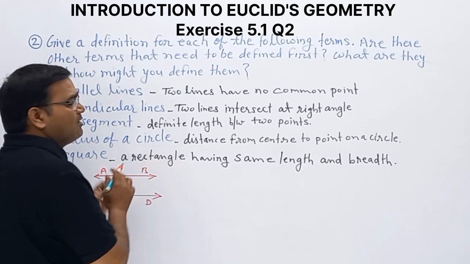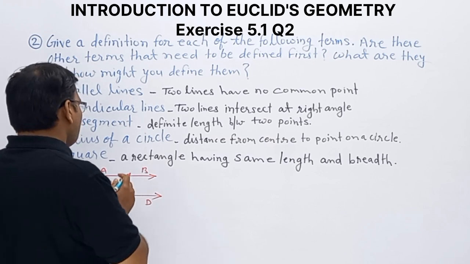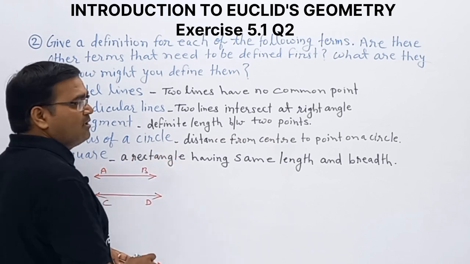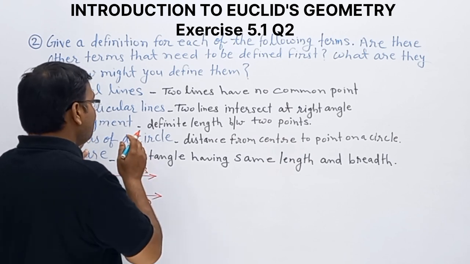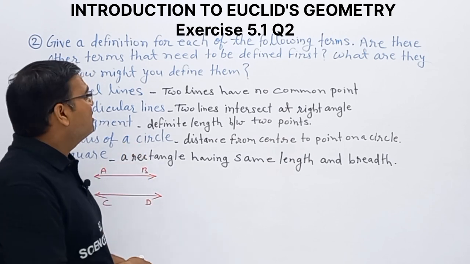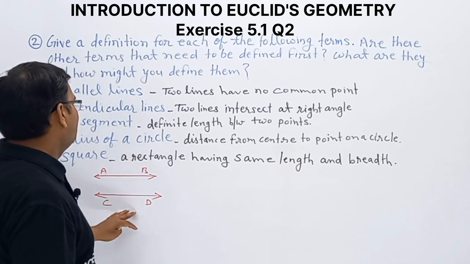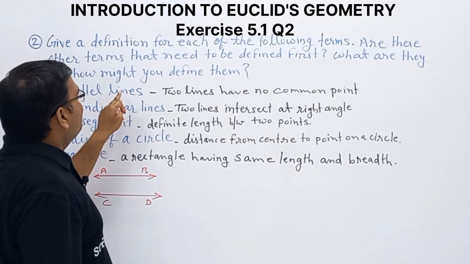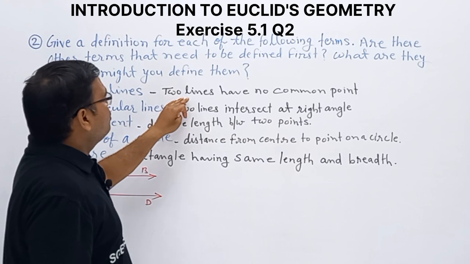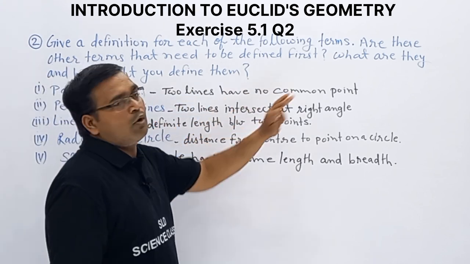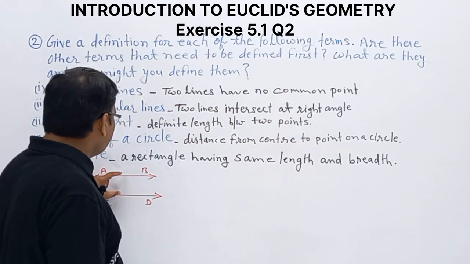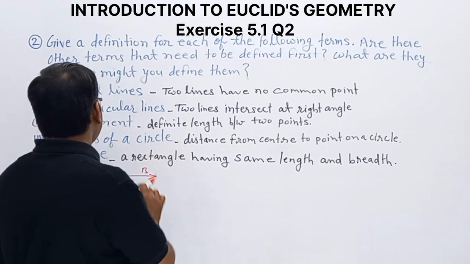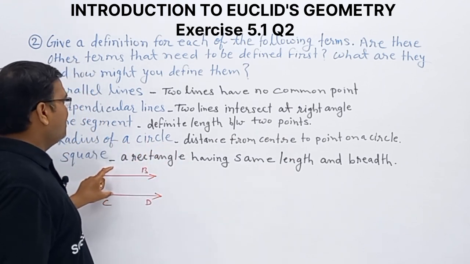Once we extend these lines on both sides indefinitely, they will never intersect each other. It means parallel lines are two lines having no common point. Two lines are said to be parallel if they have no common point. So this is the definition for parallel lines.